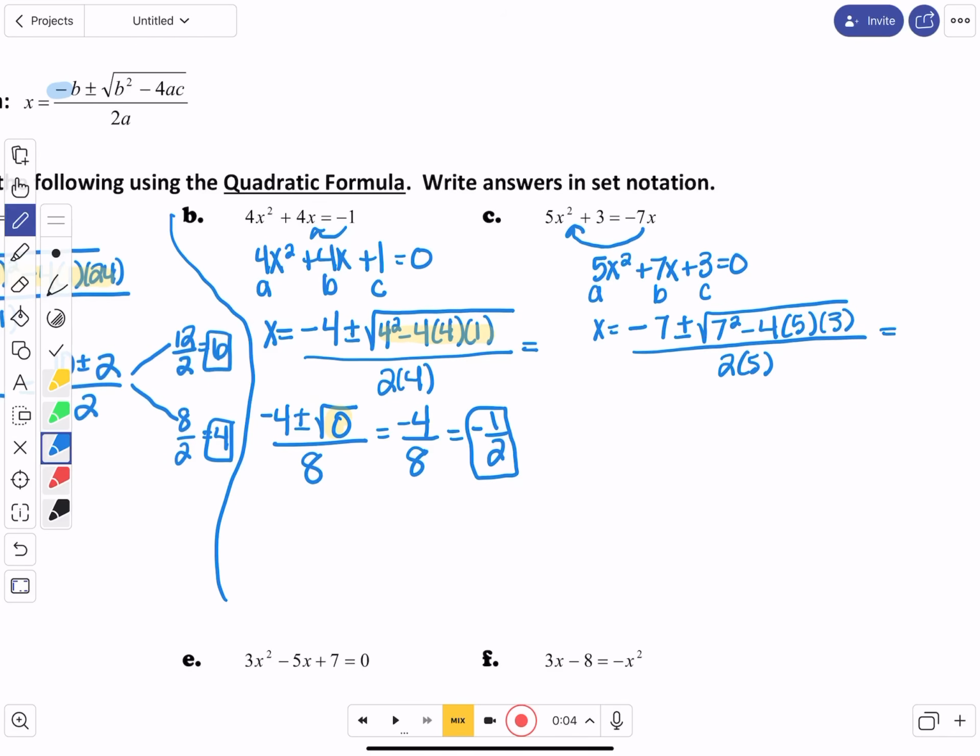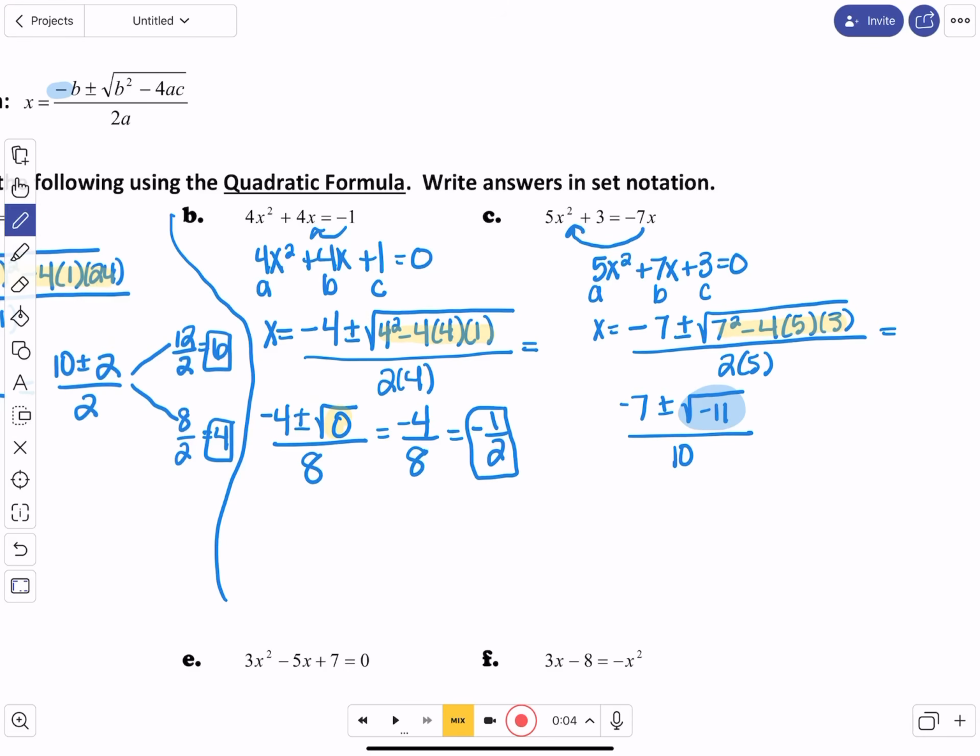5. Okay, so when I simplify, I've got negative 7 plus or minus the square root. If I simplify this part right here, so all I'm typing in is 7 squared minus 4 times 5 times 3. I get negative 11. And then 2 times 5 is 10. Okay, so let's talk about how to simplify this one. So what we want to do is we've got to simplify our radical right here.